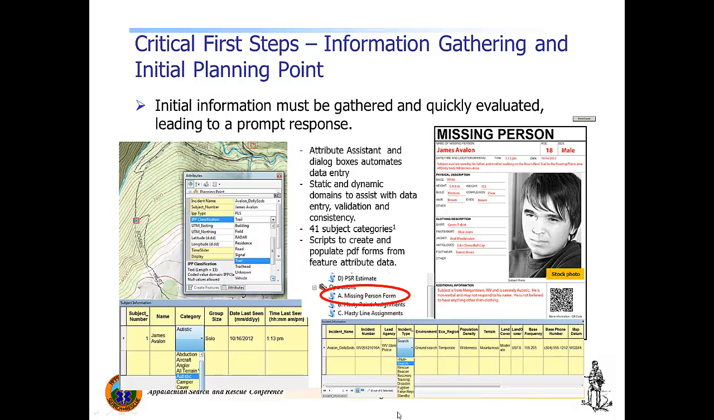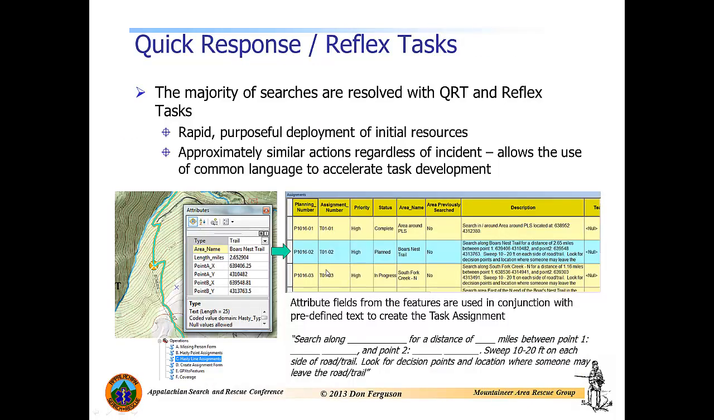I mentioned the use of various Python scripts, with one of those scripts providing immediate creation of a missing person flyer using data stored in various attribute tables. Once you've identified the initial planning point, we often want to quickly get teams into the field. Using a combination of the Attributes Assistant, geodatabase domains, and Python scripts, I provided a scheme for quickly generating hasty or quick response tasks.